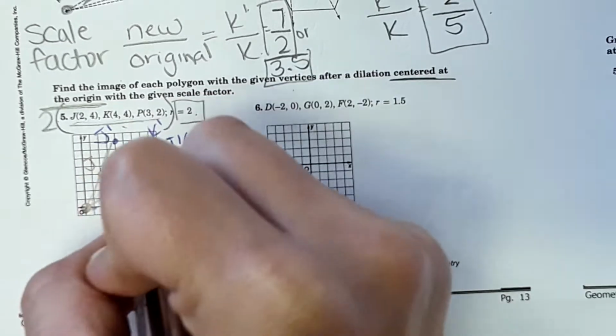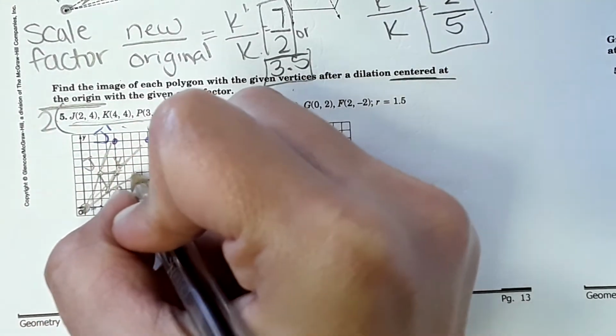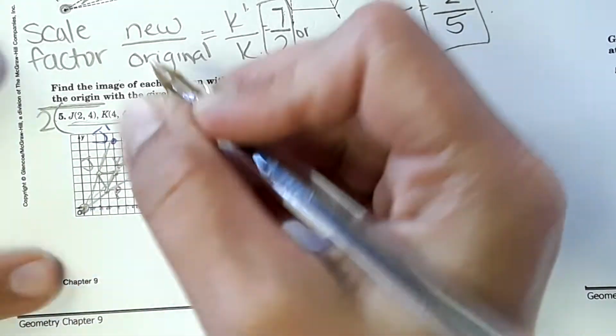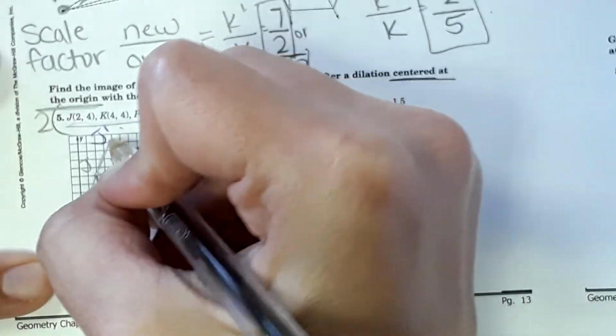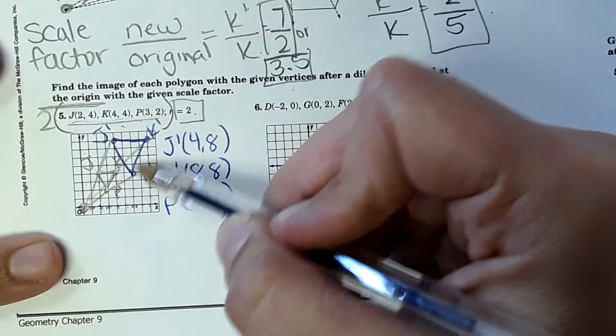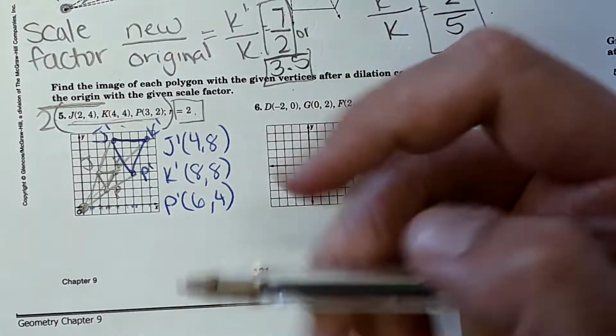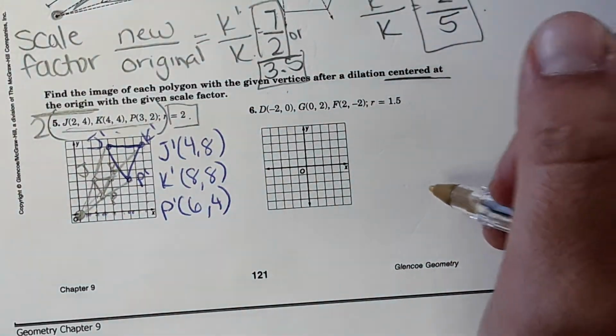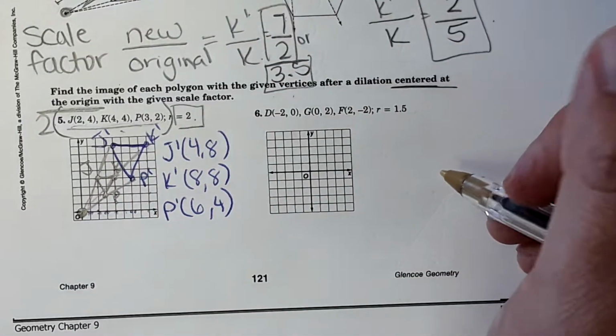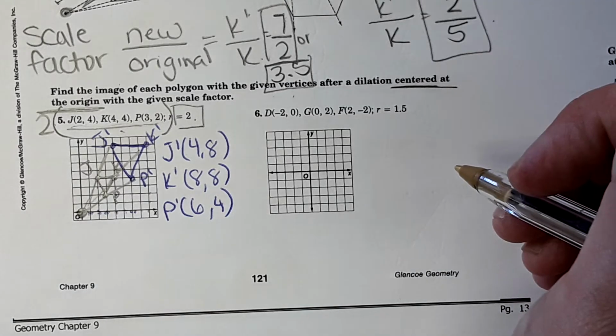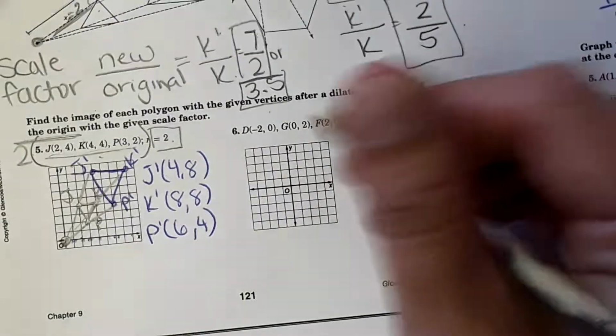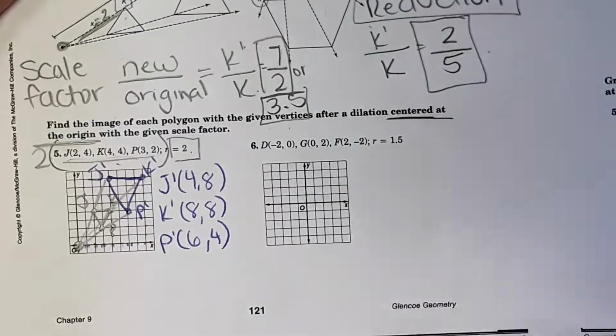4, 5, 6. 1, 2, 3, 4. B prime. Okay, so here's our new triangle. This triangle has side lengths that are double the length of the original. Okay, now we repeat with number 6. We're going to graph the original points.